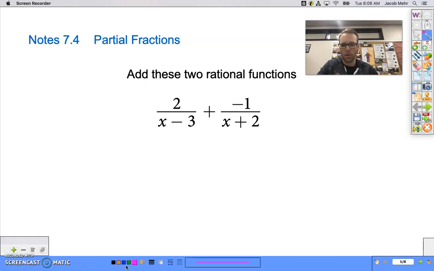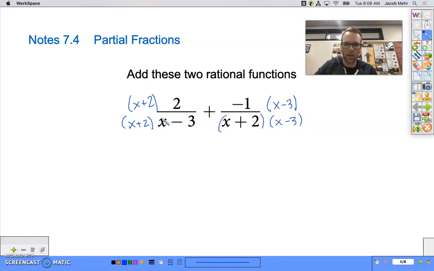Okay. So if you recall, when we are adding two fractions, we need a common denominator, preferably the least common denominator. I picked something pretty simple here just to illustrate the point. I take a look at this denominator, it has an x minus 3, this one has an x plus 2. I know our least common denominator needs an x minus 3 and an x plus 2. So I multiply this fraction by x plus 2 over x plus 2, and I multiply this fraction by x minus 3 over x minus 3.